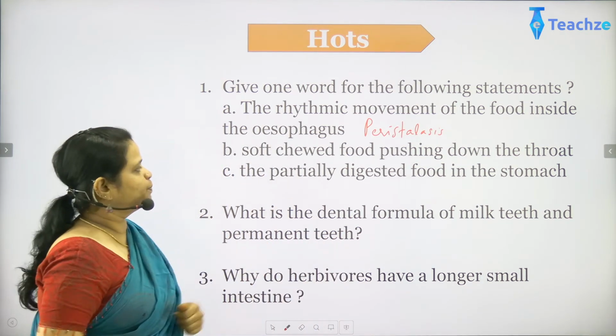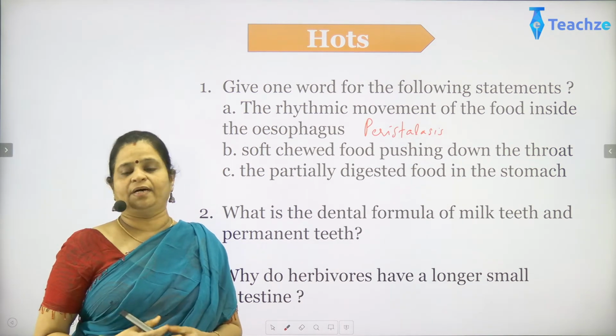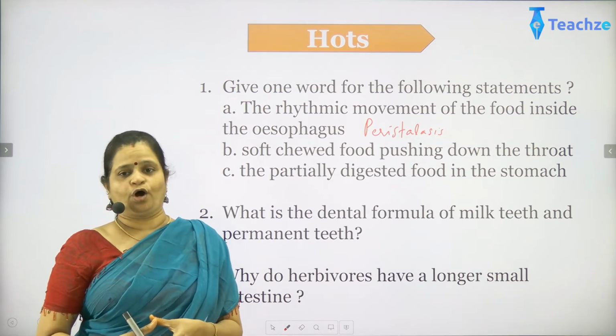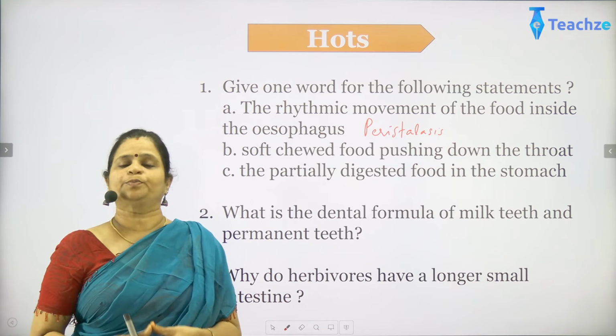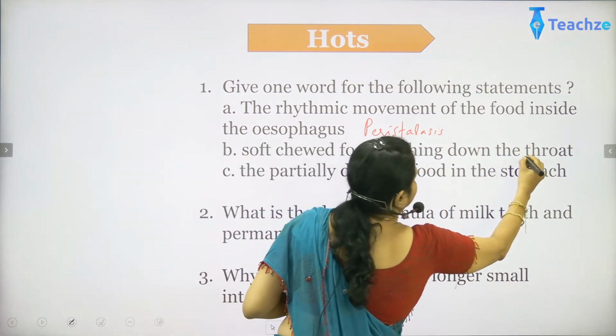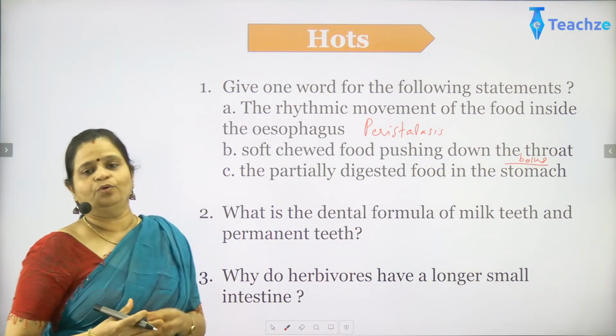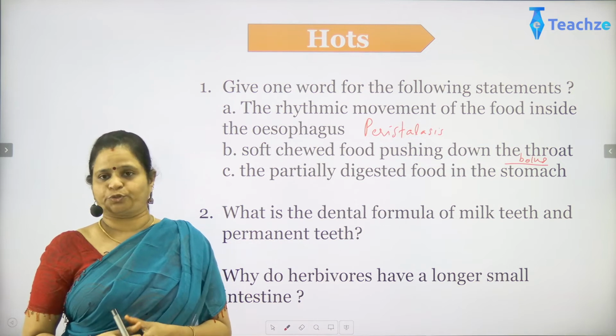Soft chewed food pushing down the throat. I told you that food is being chewed with the saliva and then it becomes very soft, a ball-like structure which gets pushed inside the throat region. Now that one we call a bolus. B-O-L-U-S. The bolus is the round shaped chewed food which gets pushed through the throat.